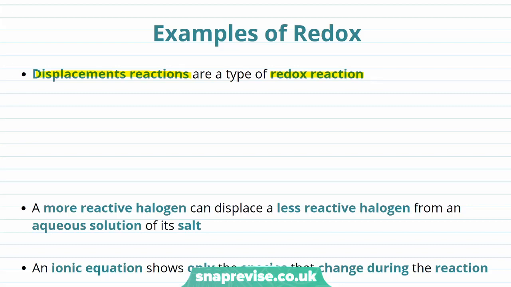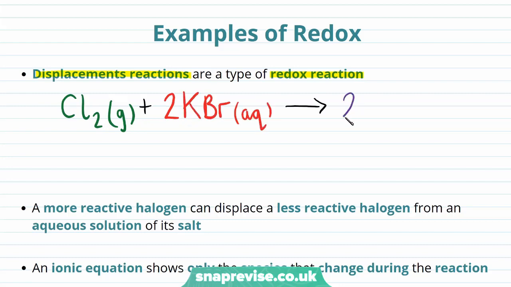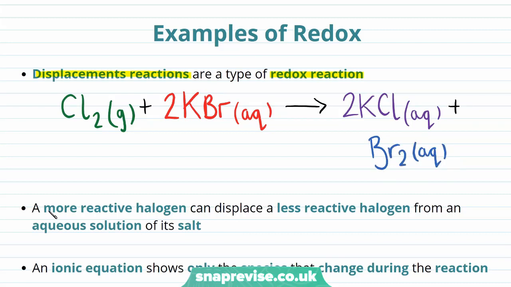For example, if you bubble chlorine gas, which as always has the chemical formula Cl2, as halogens exist as diatomic molecules, through a solution of potassium bromide, you will form a solution of the potassium chloride salt and bromine molecules, which, as bromine is a liquid, will also be aqueous. They'll dissolve in solution. This reaction is an example of how a more reactive halogen can displace or kick out a less reactive halogen from an aqueous solution of its salt.